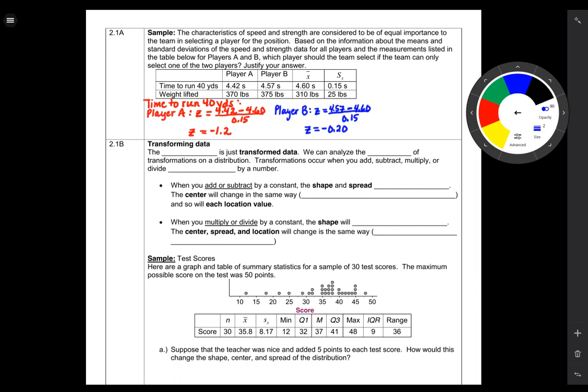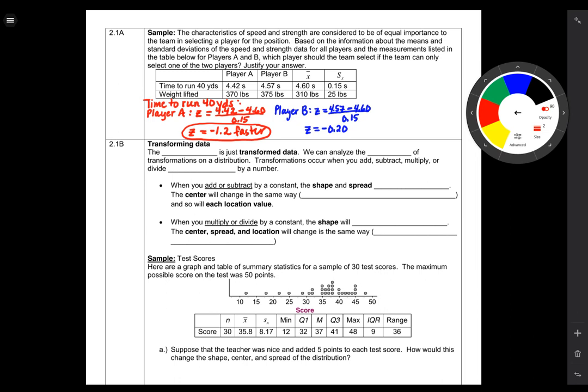However, we're going to look at the context. In context, the faster time, so in this case, the faster you are, the better you are. So you want a lower z-score. So you want a more negative z-score. So this person right here is faster, way faster, because we're interested in faster times.